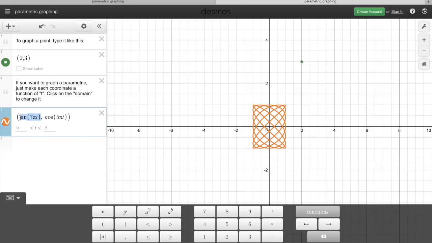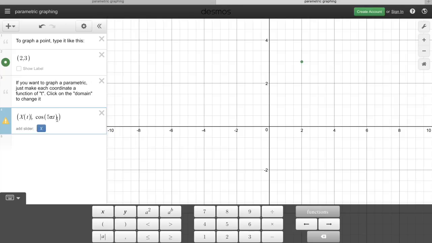Just a little review in case you haven't seen parametric functions in a while. All it means is having functions of x and y both in terms of t, where the x function moves along the x-axis and the y function moves along the y-axis as t moves along some interval like 0 to 2 or negative 5 to 5, any interval you want it to be.